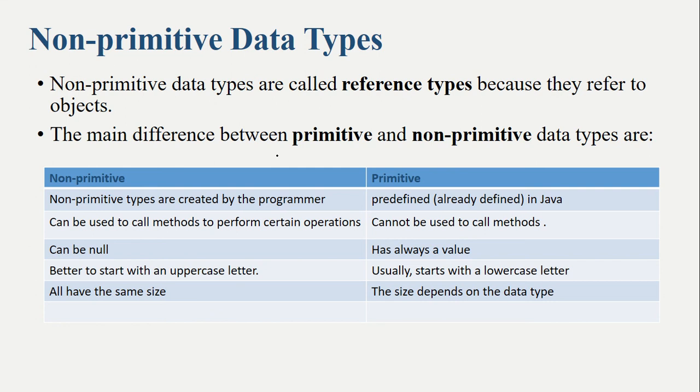Non-primitive data types, we call them reference types, such as string, class, queue, stack, and so on. They are libraries that you use, just a piece added to the language. It's not built in the language.